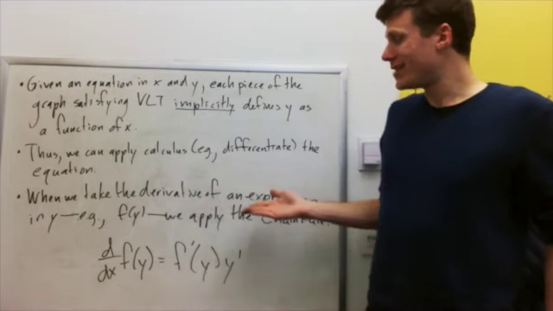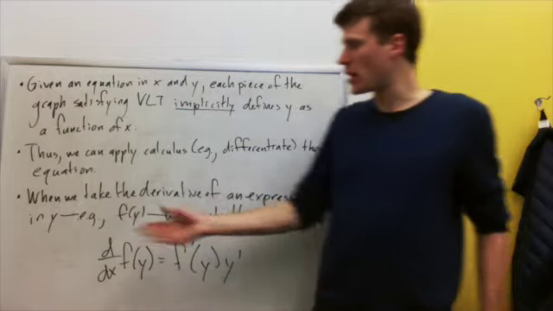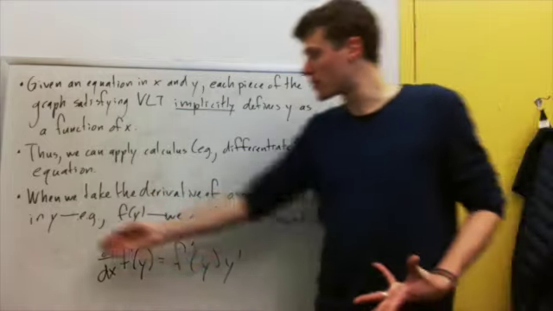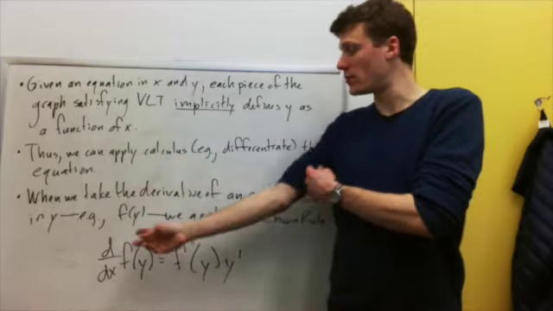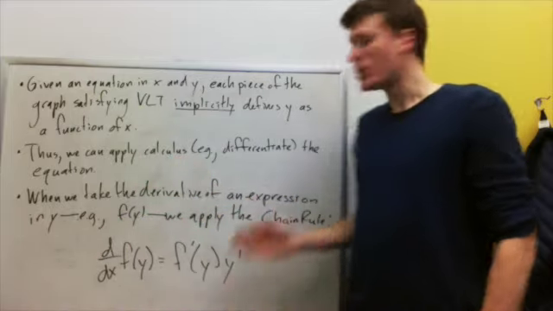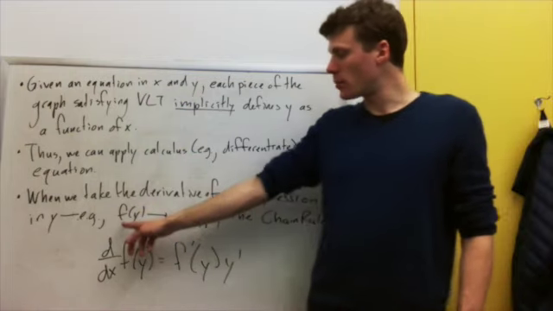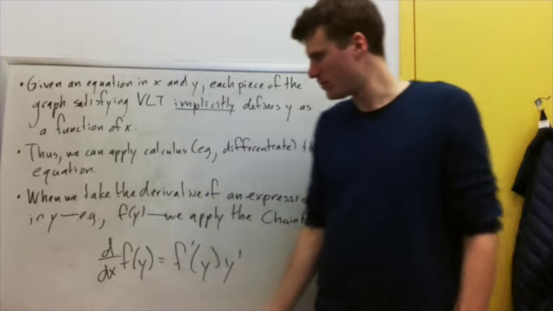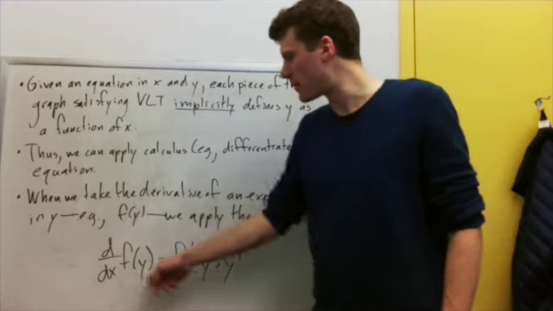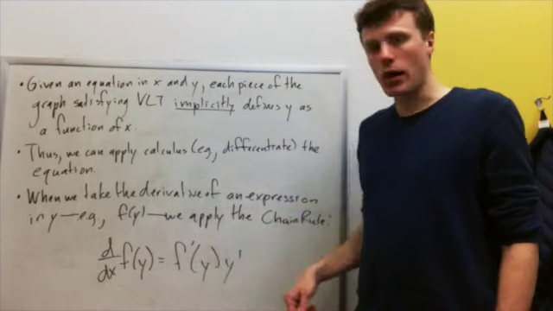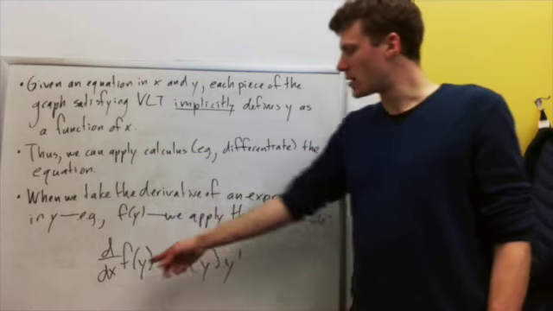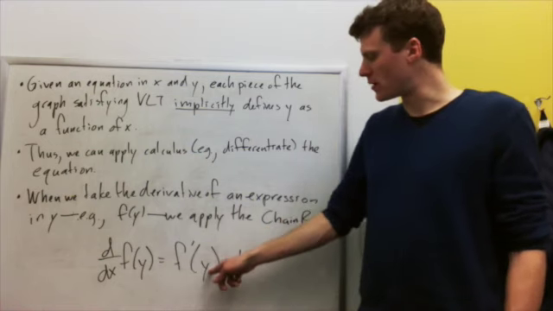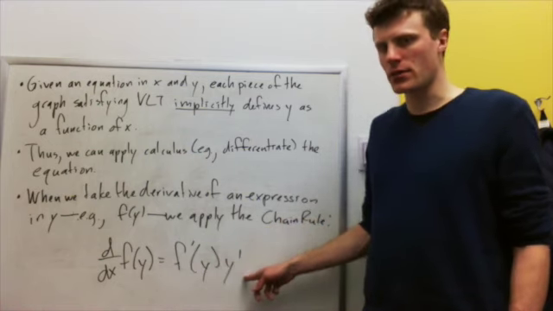So, any time that we take the derivative of an expression in y, for example, if part of my equation involves a function of y, we have to apply the chain rule. If I'm taking the derivative of a function of y with respect to x, the derivative with respect to x of f of y is f prime of y times y prime, because I'm thinking of y as the inside function. Take the derivative of the outer function, apply it to the inside, then multiply by the derivative of the inside function.